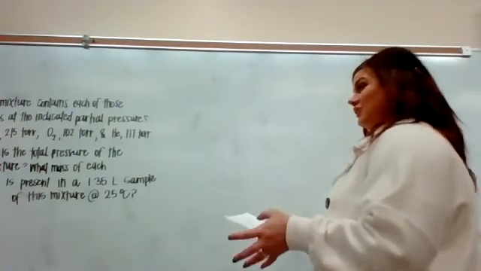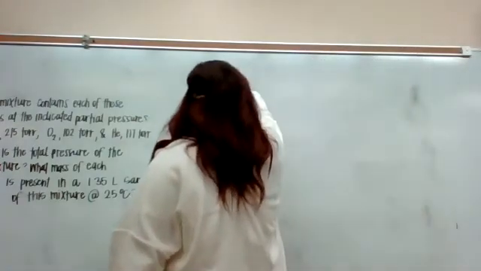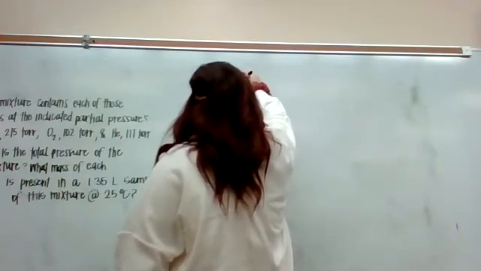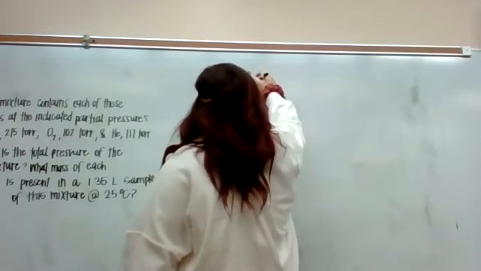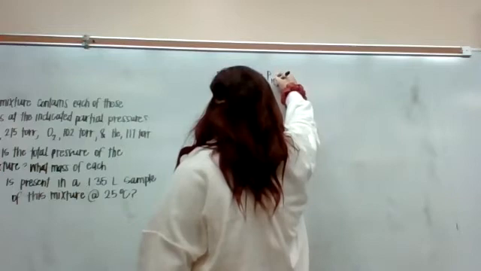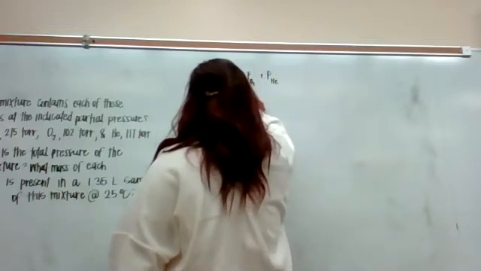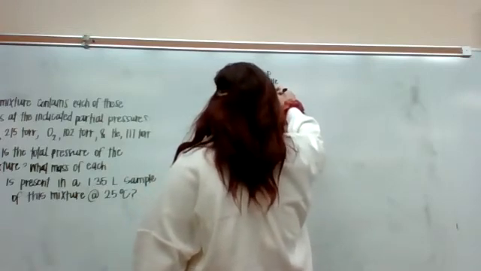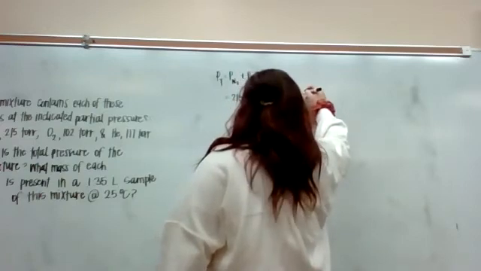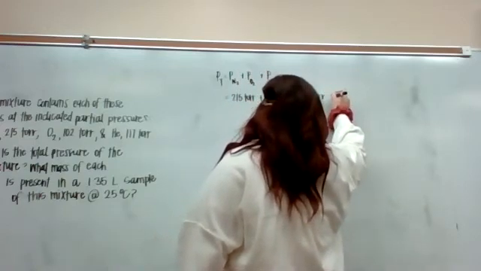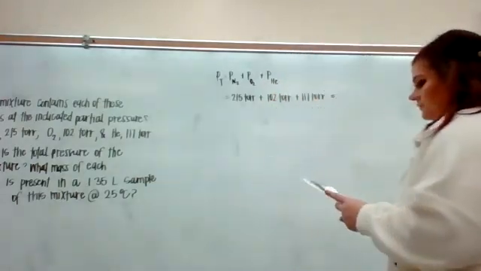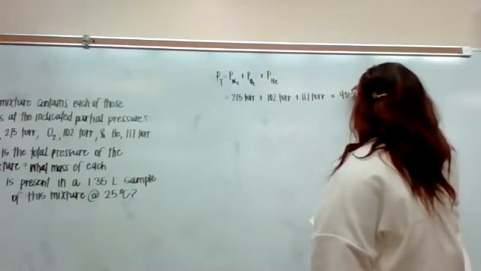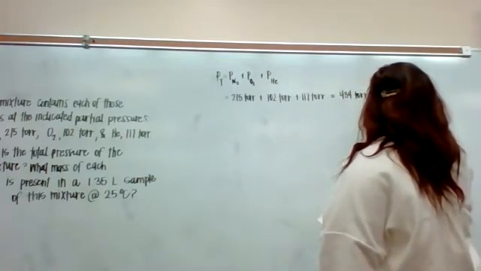So to find the total pressure, that's rather easy. Remember, the total pressure is simply all the partial pressures of your gas added up. So it would be 215 torr plus 102 torr plus 117 torr. We add those all up, we get 434 torr.